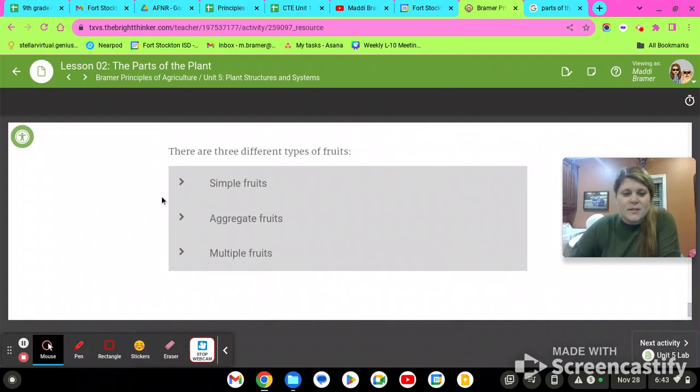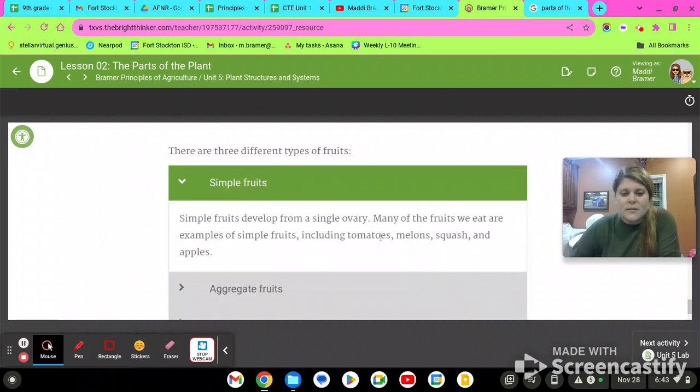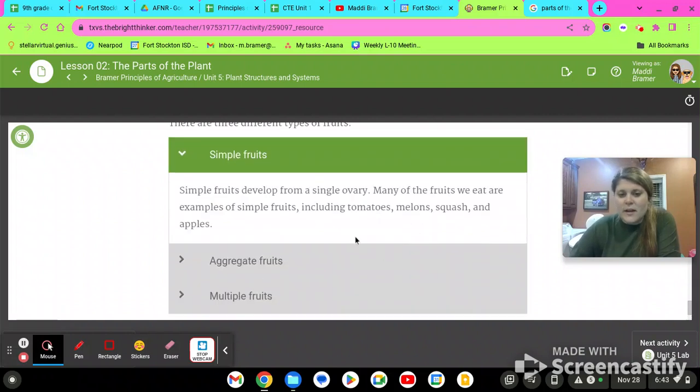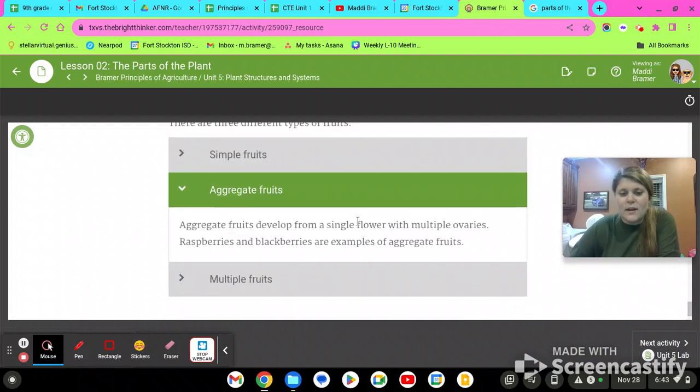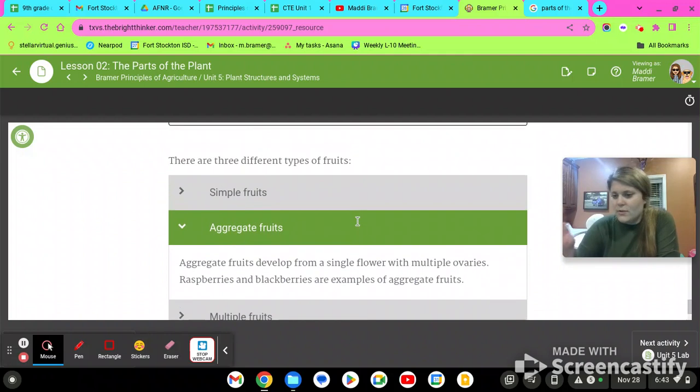About 70,000 plant species are used as medicines to manufacture pharmaceuticals. And then we're going to talk about different types of fruits. You've got 3 different levels: simple, aggregate, and multi. So simple, developed from a single ovary. Many fruits are simple fruits, like a tomato, melon, squash, and apple. Okay, think of something that's just one fruit off of the flower.